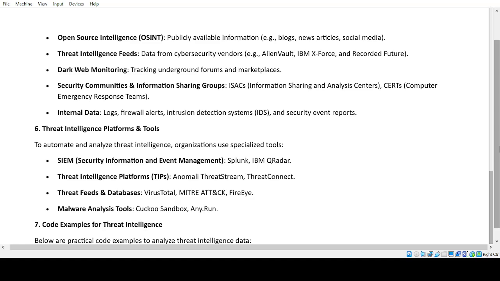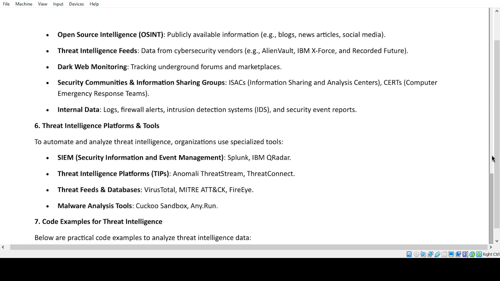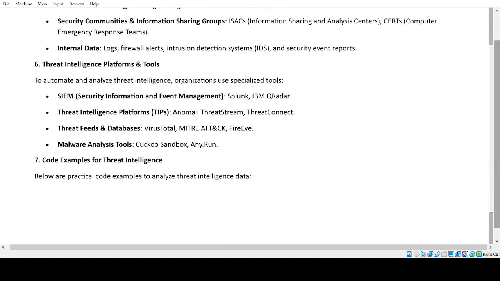Security communities and information sharing groups: ISACs, Information Sharing and Analysis Centers, and CERTs, Computer Emergency Response Teams. Internal data: logs, firewall alerts, intrusion detection systems, IDS, and security event reports. 6. Threat intelligence platforms and tools. To automate and analyze threat intelligence, organizations use specialized tools.